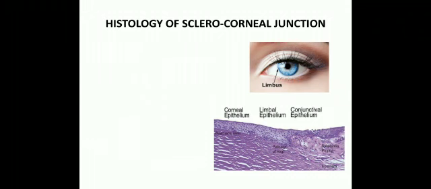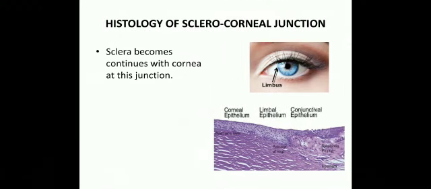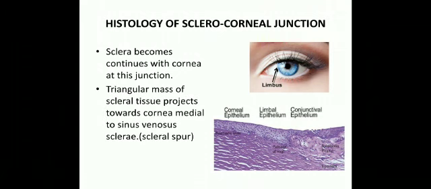So, now the sclerocorneal junction, that is where the sclera becomes continuous with the cornea. That is also known as the limbus. Here the triangular mass of scleral tissue projects towards the cornea medial to the sinus venosus sclerae, or the scleral spur.